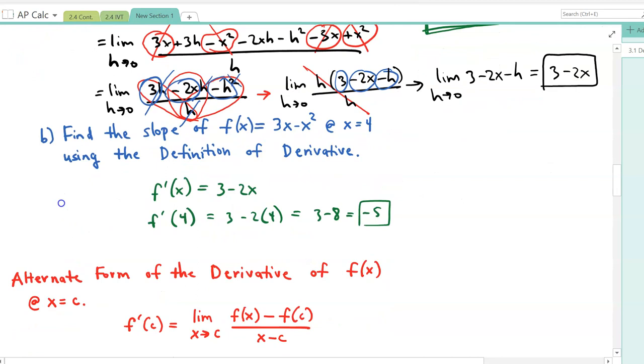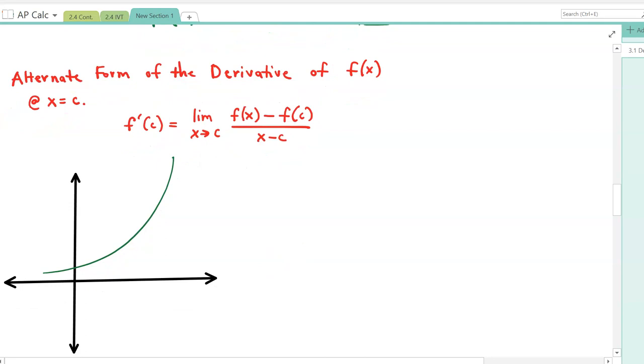So now there's other ways of writing the derivative. So I want to show you this other form. This is called the alternate form of the derivative at x equals c. When x equals c. So x is approaching c. So what we're saying in this problem is we have our c value, this dot. And that c value, on the x-axis, that c value has a y value. We're going to call that f of c.